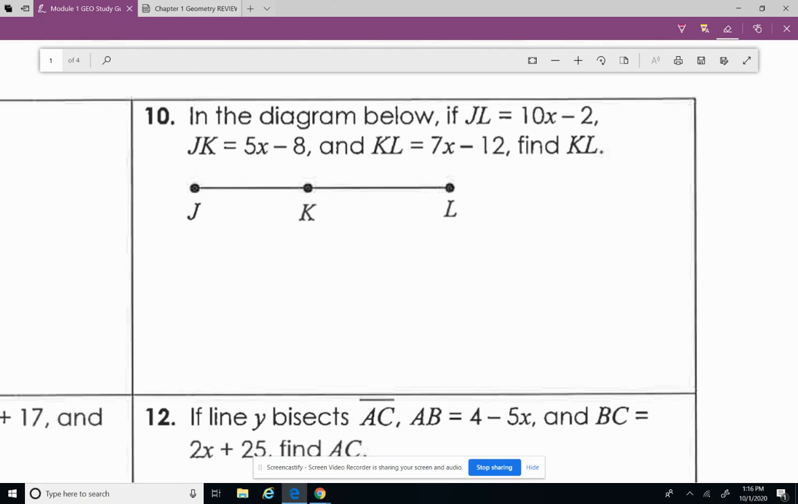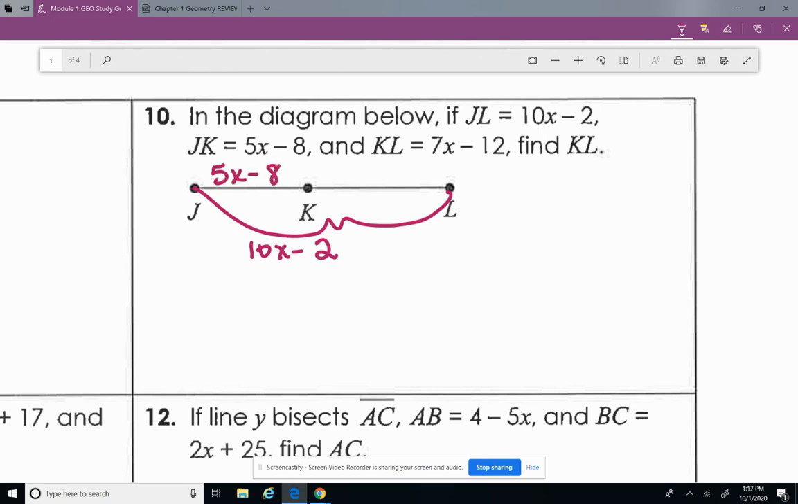In the diagram below, if JL, is the entire segment here, is 10x minus 2, and JK, and I like to label as I go, when in doubt, draw it out, is 5x minus 8, and KL is 7x minus 12. Find KL. All right, so when we look at this, this is the segment addition postulate. Segment JK plus segment KL equals segment JL.